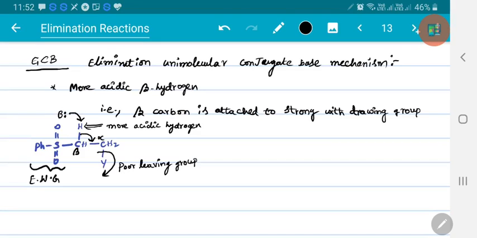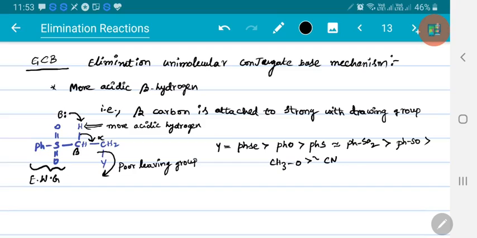E1CB mechanism, right? Here the leaving group must be a poor leaving group, such as a phenyl system, or maybe a phenoxide system, or a thiophenyl system, or there must be an SO2 group like what we have taken here, or you may have an SO group, or it should be a methoxy system, or it may be a cyanide system, right, etc. So such leaving groups should be there.